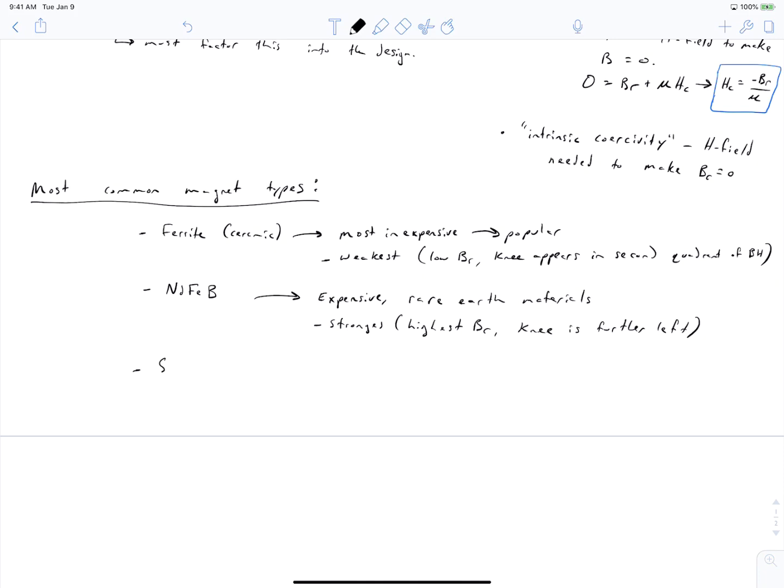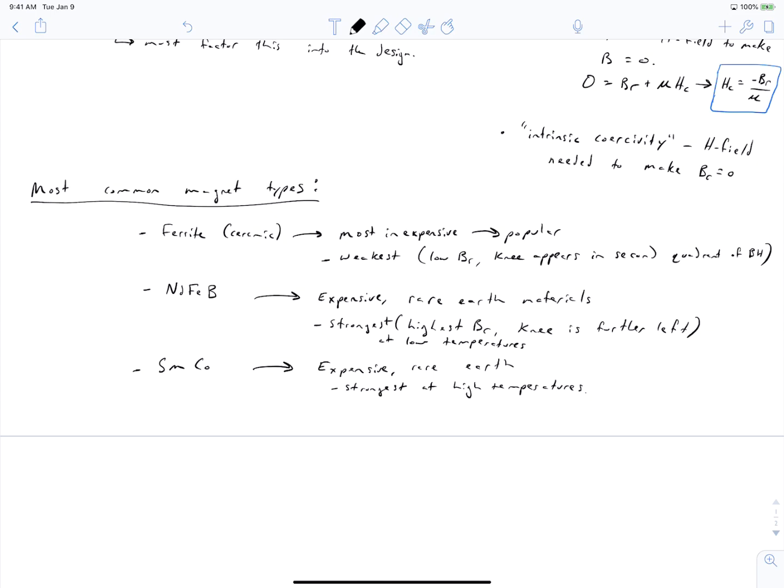The second rare earth magnet type is samarium cobalt. And we can also say that these are expensive and they're rare earth. And so while we said neodymium was the strongest, we should qualify that. Neodymium is the strongest at low temperatures. Samarium cobalt is the strongest at high temperatures. So in 99% of the motor designs that you'll ever be exposed to that use permanent magnets, you'll use one of these three types of magnets.